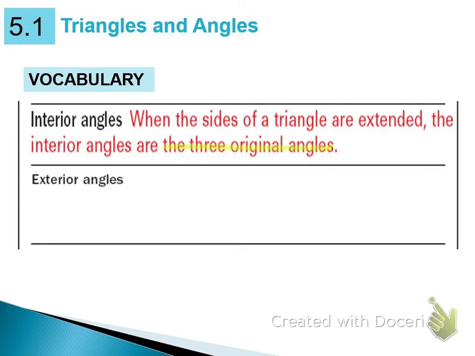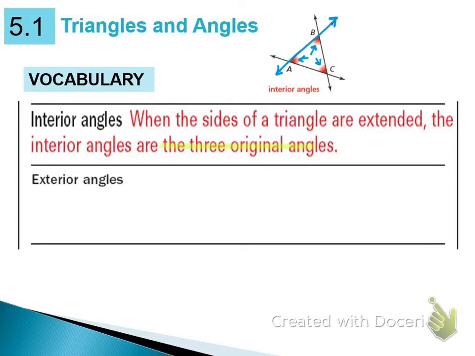So the 3 original angles. And I'll show you a picture. So it says when the sides are extended, meaning you see these arrows. There's still a triangle in the middle, but there are angles created outside of the triangle, which we'll talk about in a minute with exterior. But the interior are still on the inside.